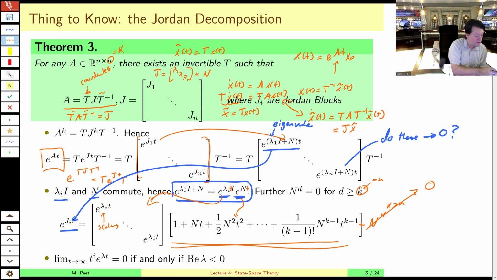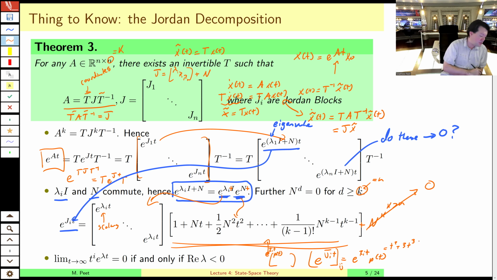Now, when you multiply these terms together, what you get is a matrix of polynomials. These all have terms which are polynomial in t, times an exponential. So when you multiply this through, you just get e to the lambda i t times a polynomial. So every term ij in this e to the J i t is e to the lambda i t times a polynomial in t. And a polynomial is a bunch of monomials added together, so t squared plus 3t cubed, for example.